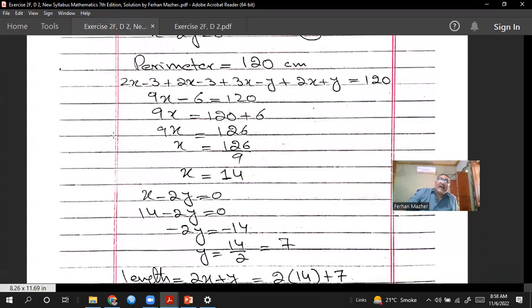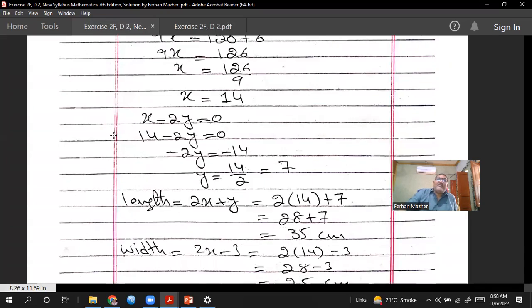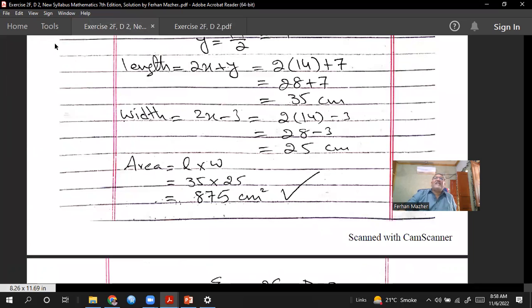Now, the length of each side we can find. So one length is 2x plus y, and that will be 2 into 14 plus 7. That's 28 plus 7, and that will be 35. The width will be 2x minus 3, and that will be 2 into 14 minus 3, and that will be 28 minus 3, and that will be 25.